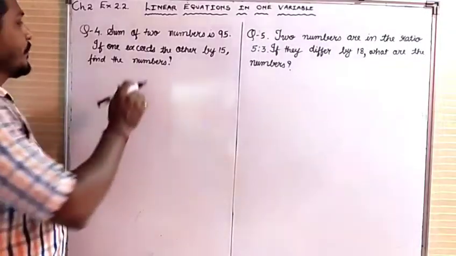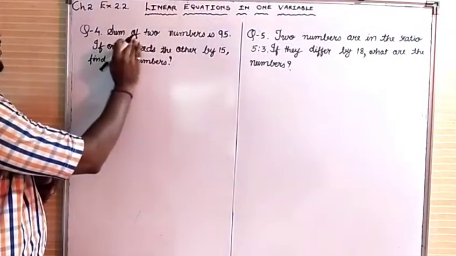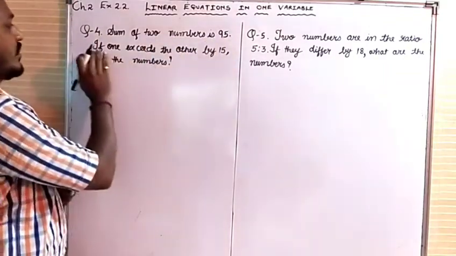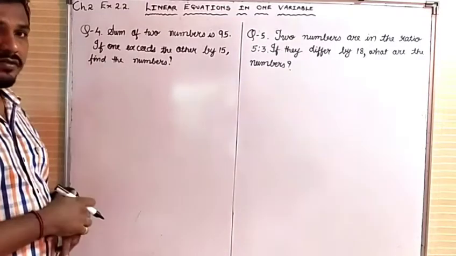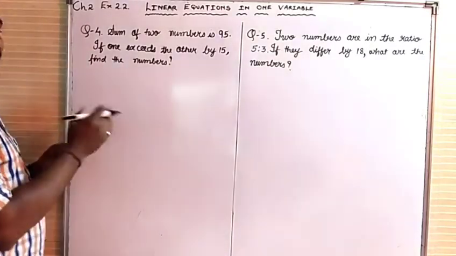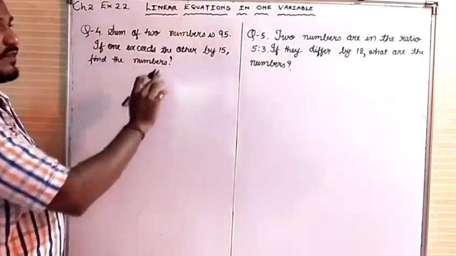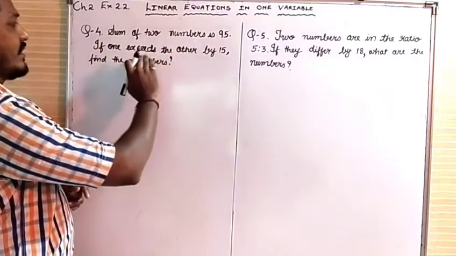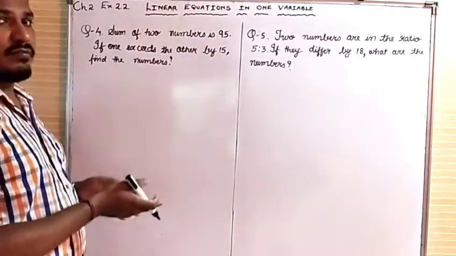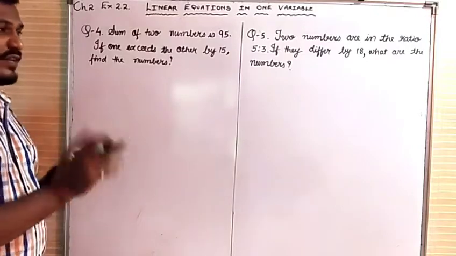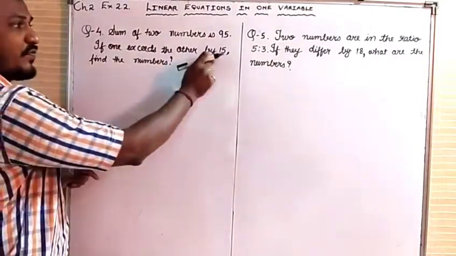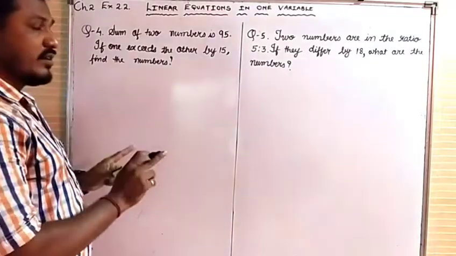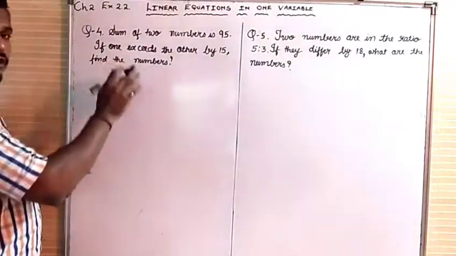Sum number 4. Sum of two numbers is 95. If one exceeds the other by 15, find the numbers. Now here, the condition for one number is given, which is 15 more than the other number. Means two numbers are there, one is smaller and another is bigger. The condition for the bigger is given, that it is 15 more than the smaller number. So here our unknown quantity is the smaller number.